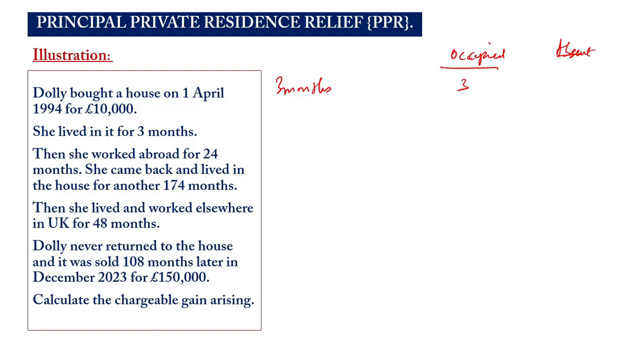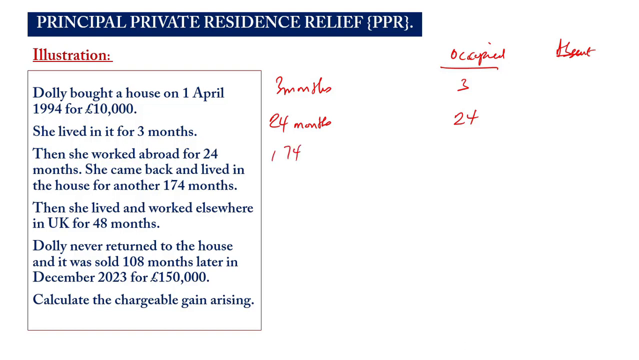Now she then worked abroad for 24 months and then came back and lived in the house for another 174 months. So this 24 months, it is because she had to work abroad and she came back to live in the house. Would that be occupied or absent? So we put the 24 months here. Now we are told that she lived in the house for another 174 months. So that is actual occupation.